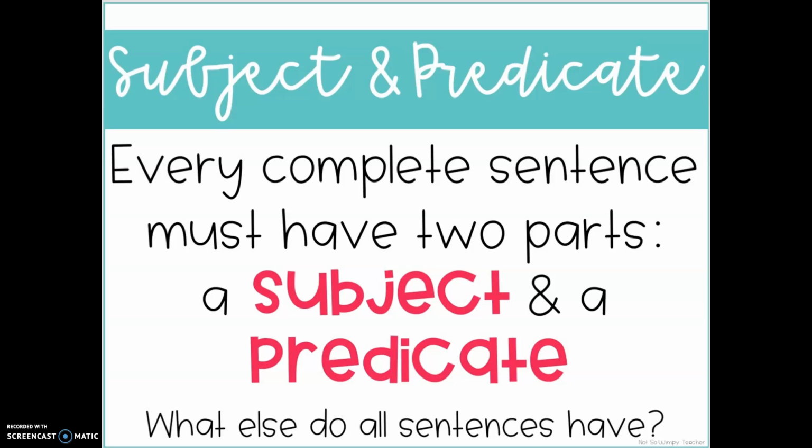This week in grammar, we are going to review subjects and talk about predicates. Every complete sentence must have two parts. They must have a subject and a predicate. But what else do all sentences have? All sentences have a capital letter at the beginning, and all sentences have the correct ending punctuation at the end.